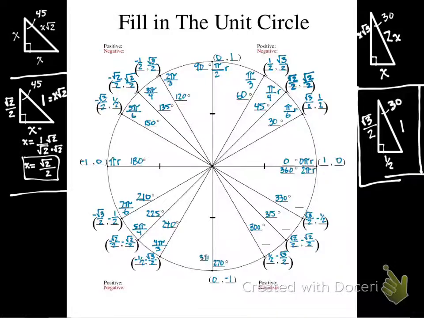Good. Next one. 5 pi over 3. Is it just going to be Lauren is talking? 5 pi over 3. Good. Okay, next one. 7 pi over 4. 11 pi over 6. Okay, good. 7 pi, yeah, that's a 7.